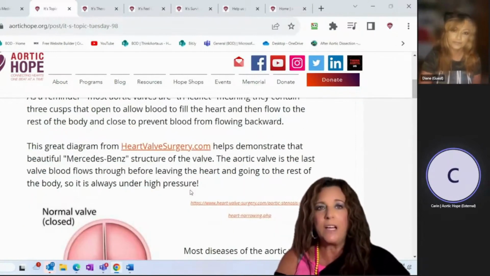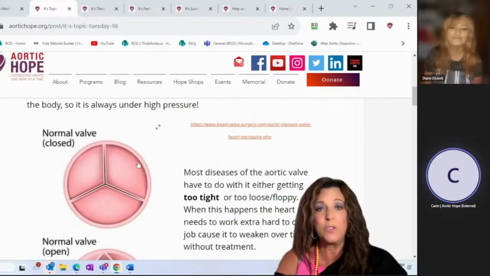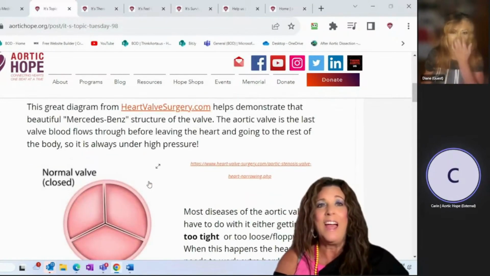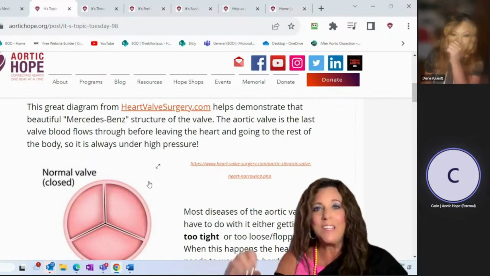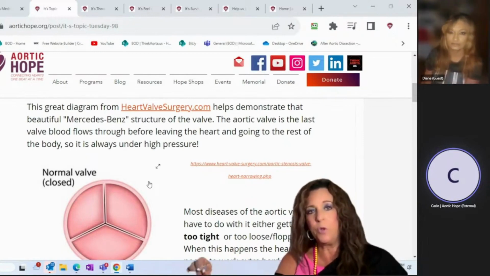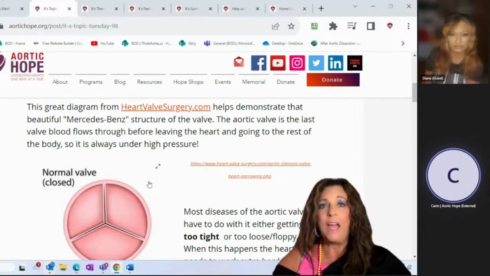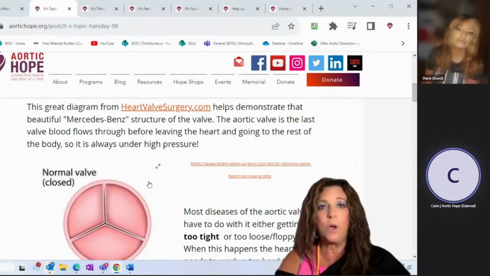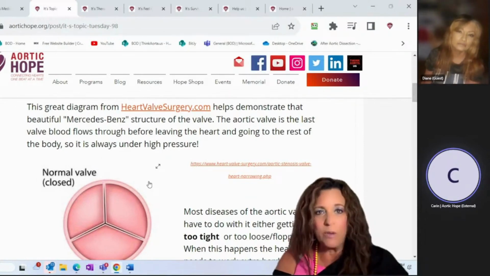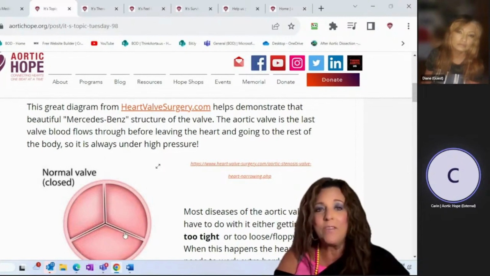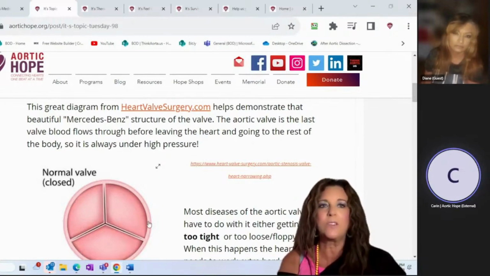There's a really good diagram in heart valve surgery that demonstrates the beautiful Mercedes-Benz structure of the valve, which you see right here. The aortic valve is the last valve that blood will flow through before leaving the heart and going to the rest of the entire body. So it's underneath the highest degree of pressure. And you've got to have three leaflets or cusps. This is a normal looking valve right here, and this is what it looks like when it's closed.